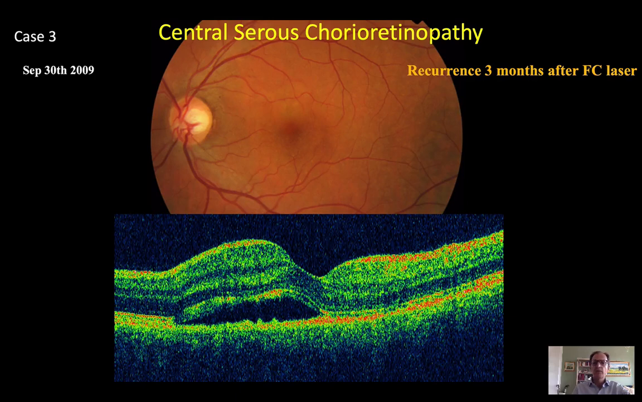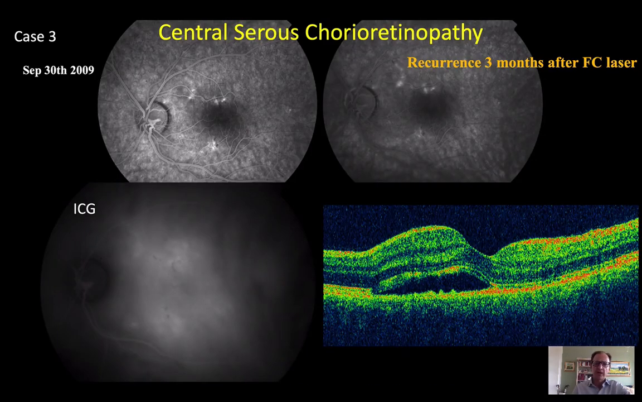However, after 3 months, there was a recurrence of the subretinal detachment. So the patient came back to us. We performed again fluorescein angiography, but we also performed indocyanine green angiography.